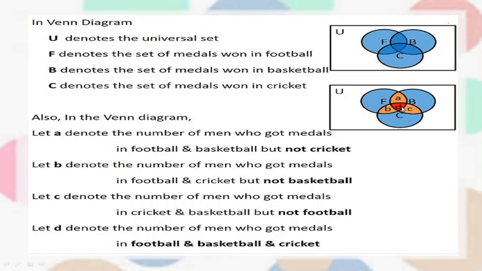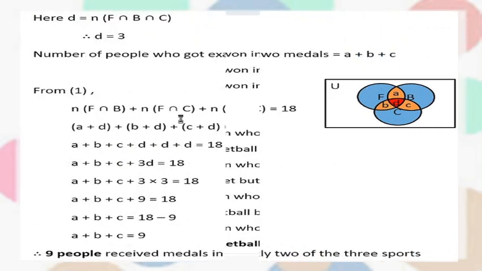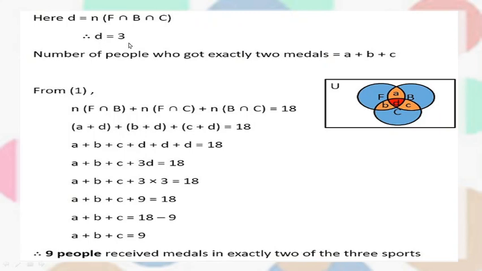And here d denotes the men who got medals in all three. So it is given that 3 men received the medals in all three. This red portion. Now d is 3, it is given, and number of people who got exactly 2 medals is equal to a, this region, plus b, this region, and plus c. These are the people who got medals in exactly 2 areas. Now from 1, this is equal to 18.